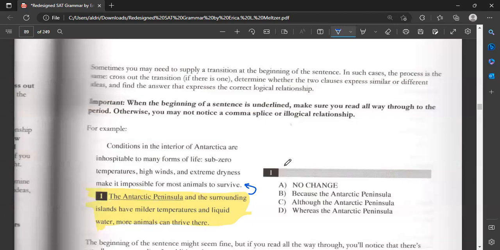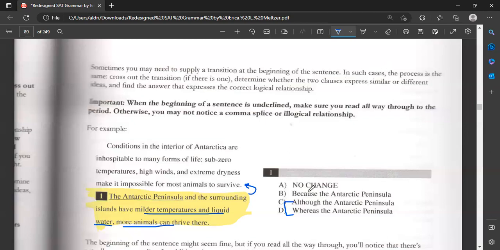But the thing is, "whereas" is the same as "although." So if you understand why "although" is wrong, then you understand why "whereas" is wrong as well. Just like she's saying right now, there's no contradiction in this actual sentence that I've highlighted. We're just saying more animals can thrive there. Why? Because this place has got better conditions. Because the Antarctic Peninsula and the surrounding islands have milder temperatures and liquid water, more animals can thrive there.